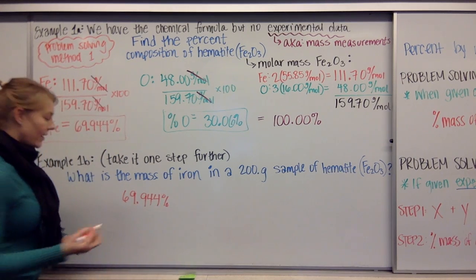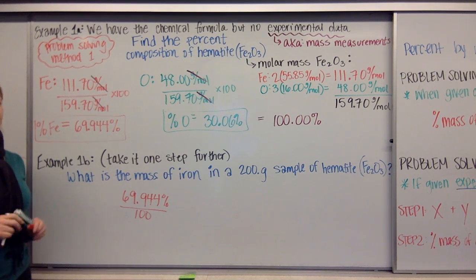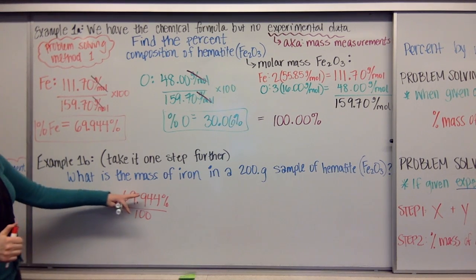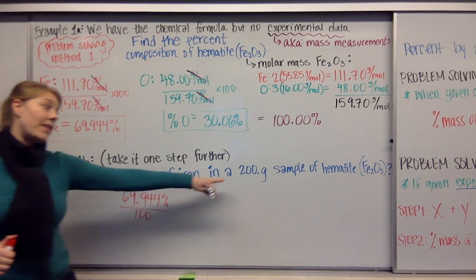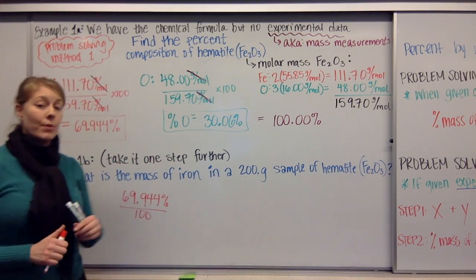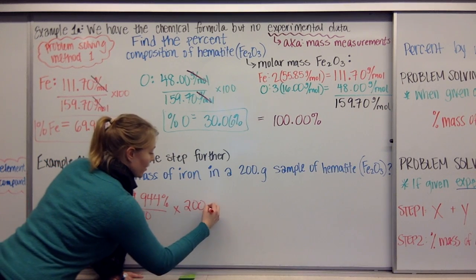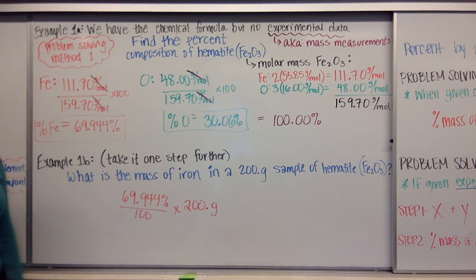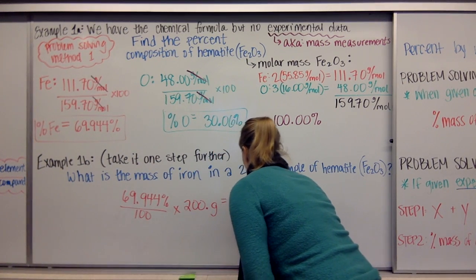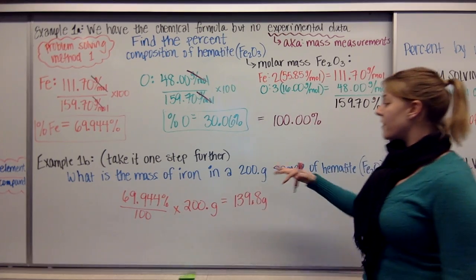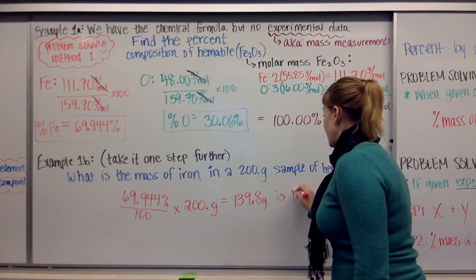I don't want this in a percent, right? I want it in a decimal. So I'm going to divide it by 100. All that's going to do is give me a decimal for this number, okay? Now, I know that the 69.944% of the compound is iron, and I know that the whole sample has a mass of 200 grams. So, 69.944% of 200 grams, I'm going to multiply it, is going to give me a mass of 139.8 grams. So of this 200-gram sample, 139.8 grams of it is iron.